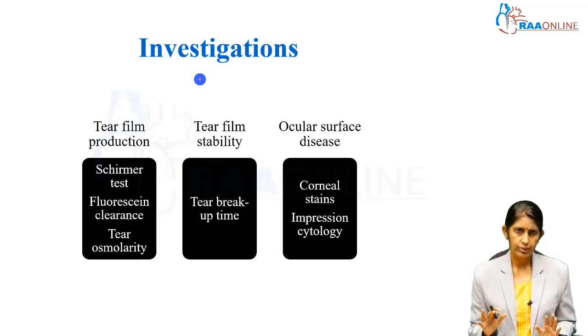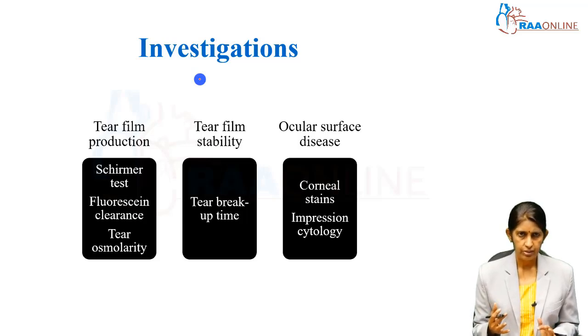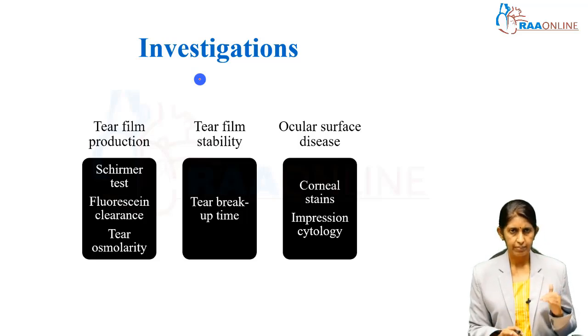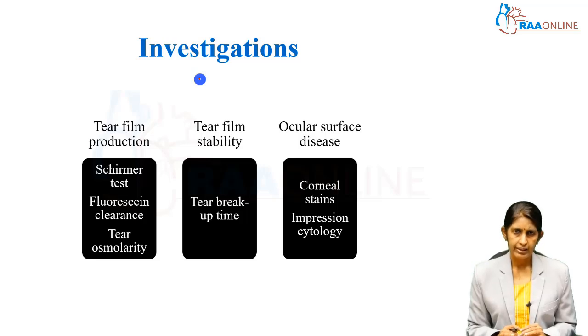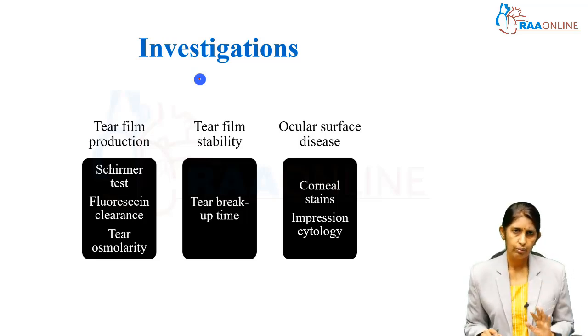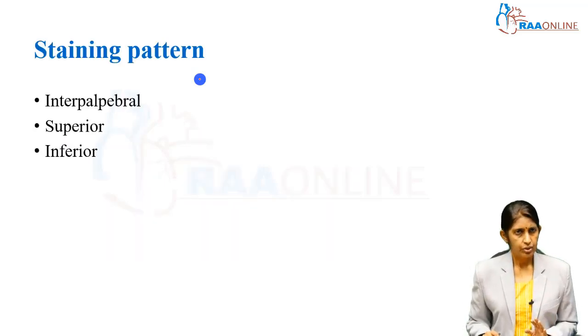So to determine whether the secretion is normal, I should do a Schirmer's test or a fluorescein clearance or tear osmolarity. So these are the three tests that will help me identify if the production is normal. Stability is tear breakup time, and ocular surface using corneal stains or impression cytology. So we will just see how we do each. Staining pattern is also very important.